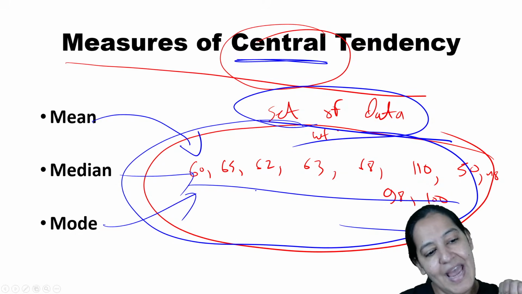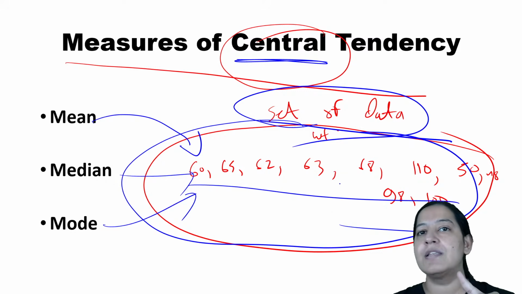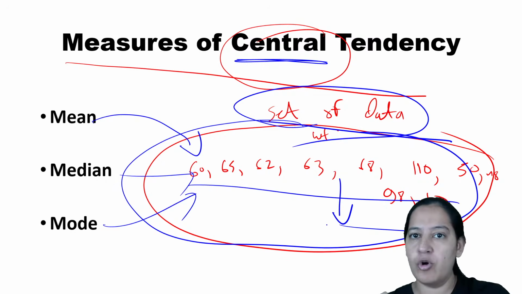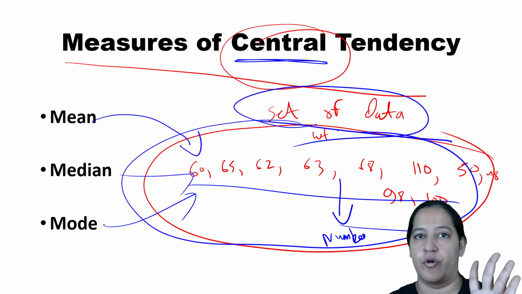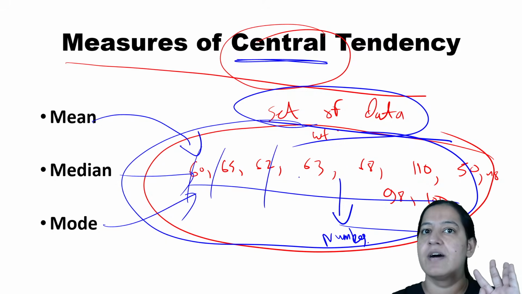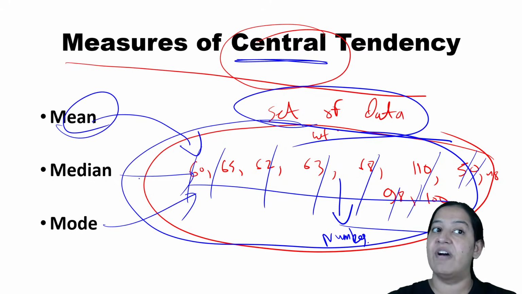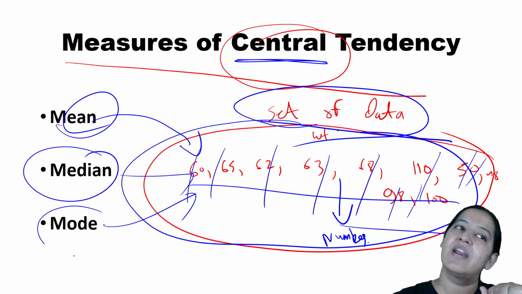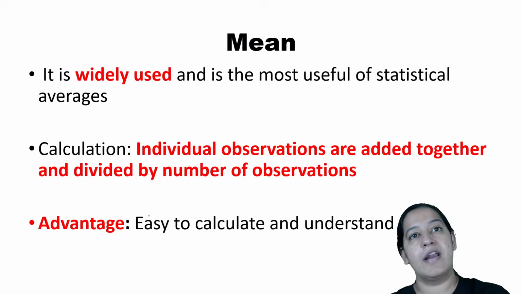A set of data can be anything. Have you got it? So this is a way to represent the values of the whole group in one number. I don't want to tell you 10 figures, I want to tell you one figure only. That one figure can be the mean, the median, or the mode. Now I will tell you the difference between mean, median and mode and how to calculate them.